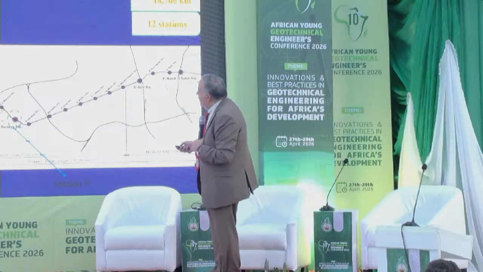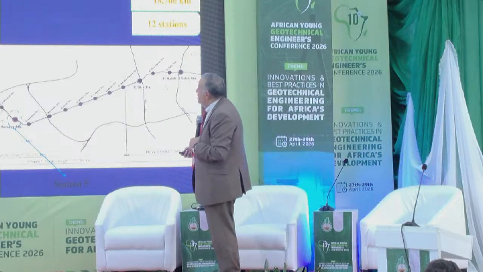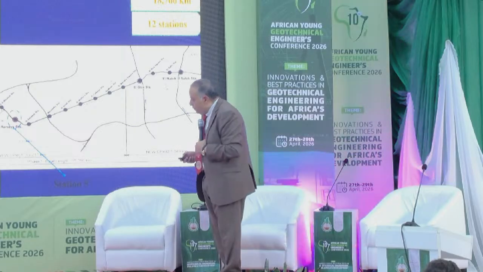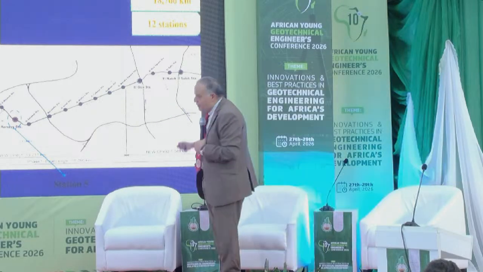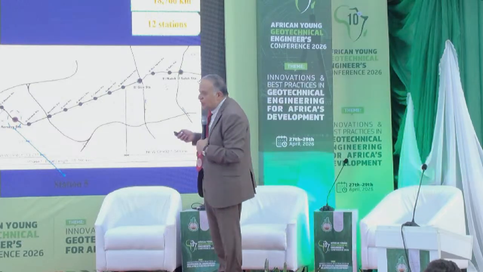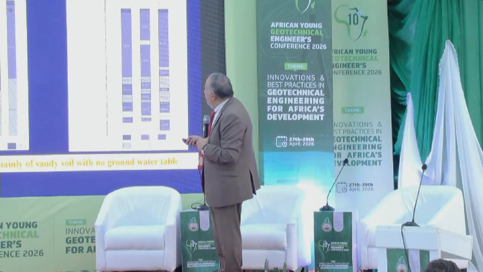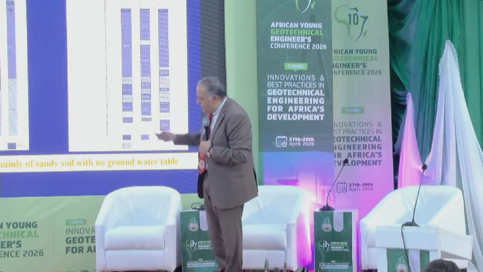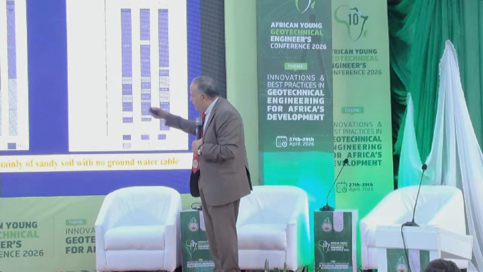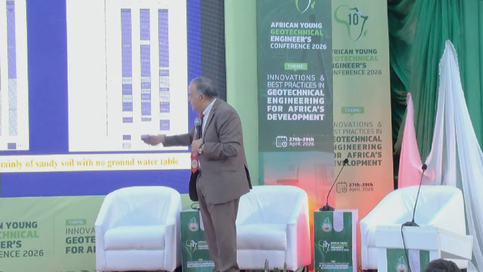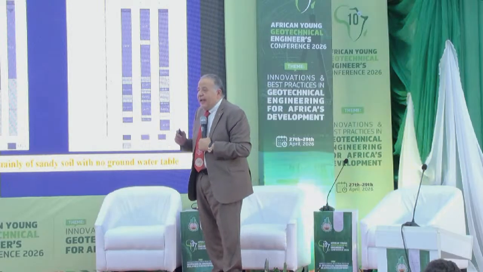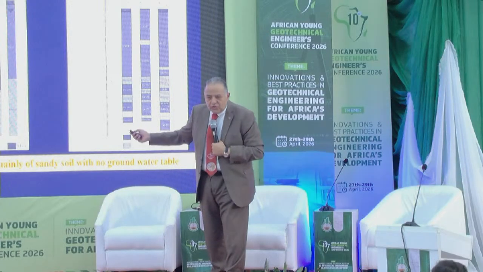I'm going to get to a field case, the Greater Cairo Metro Line number 4, phase 1, that has about 12 stations and is about 19 kilometers long. The stations that we consider in this study and in this presentation were stations 3 and 5, where the soil is mostly all sand, and there is no groundwater table.